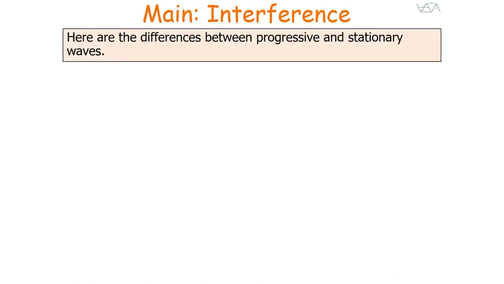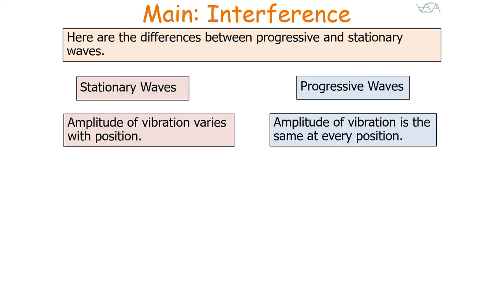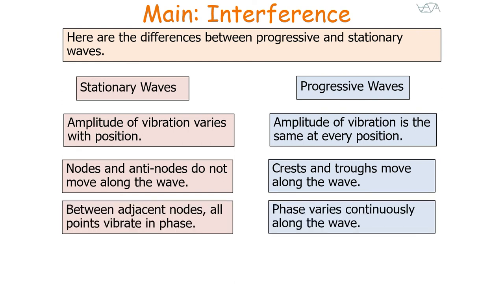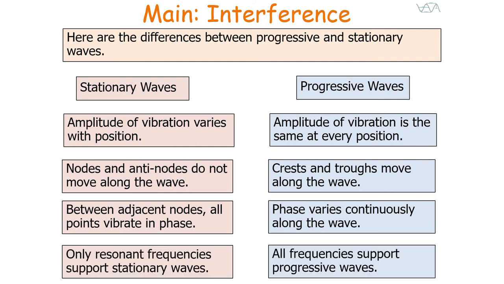So let's now just consider the differences between the progressive and stationary waves. So with stationary waves, the amplitude of vibration varies with position, but for progressive waves, the amplitude of vibration is the same in every position. For stationary waves, nodes and antinodes don't move along the wave, but for a progressive wave, crests and troughs do move along the wave. For stationary waves, between adjacent nodes, all the points are vibrating in phase with each other, but for a progressive wave, the phase varies continuously along the wave. And for stationary waves, only resonant frequencies support stationary waves, whilst all frequencies support progressive waves.